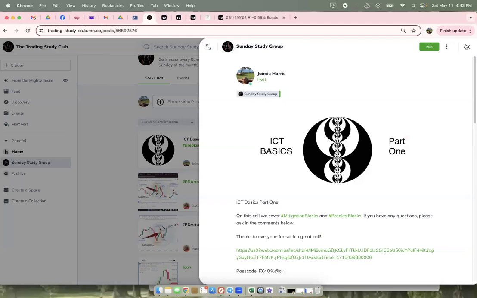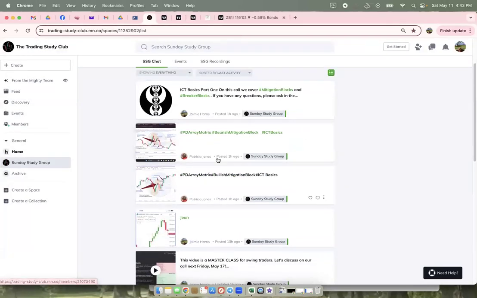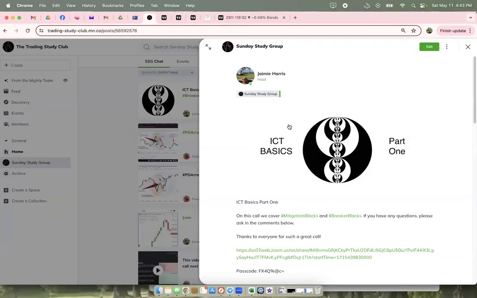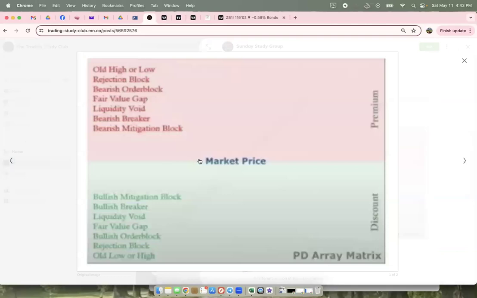Well, the PD array matrix is what ICT created for when the market is bearish or bullish, there are these different PD arrays that you can look for.